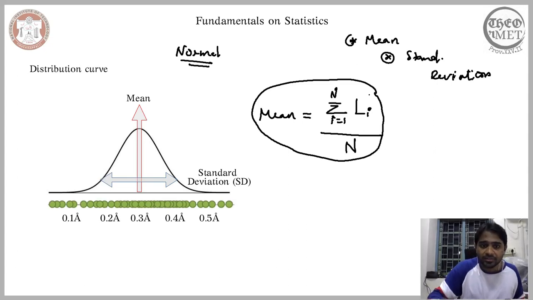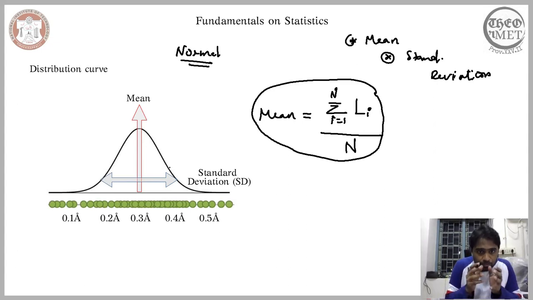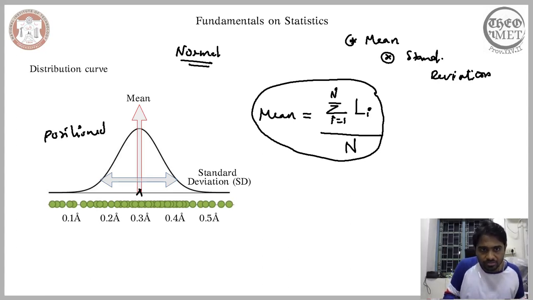Now when you relate it to the distribution curve, we notice that this distribution curve is positioned at this mean. So numerically, mean is the average of all the lattice parameter values that we have measured. But when you consider it graphically, the bell curve or the Gaussian distribution curve is positioned at a specific point, and that point is the mean.